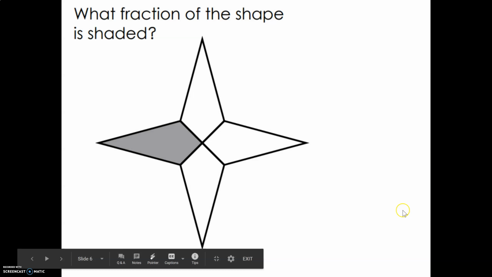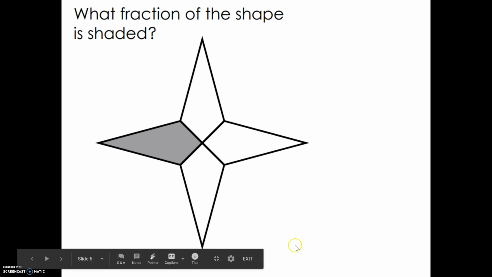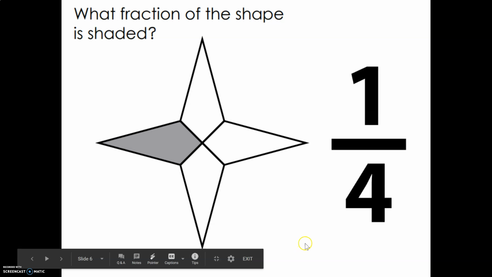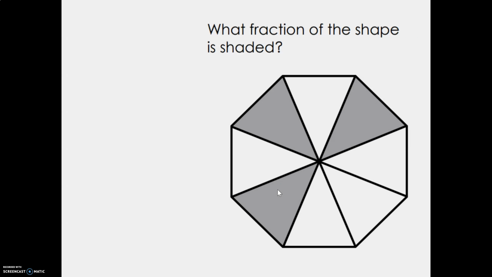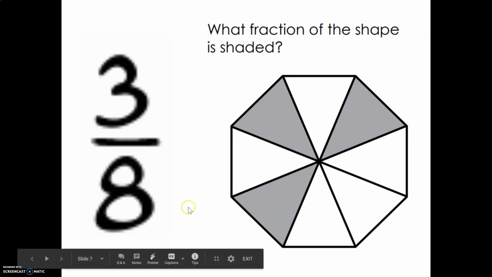All right, so let's try it. What fraction of the shape is shaded? What fraction of this shape is shaded? 1/4. I hope you said 1/4. There's 1 out of 4 pieces shaded in. Let's try another one. What fraction of this shape is shaded in? Did you say 3/8? I hope so. 3/8 are shaded in. 3 of the 8 equal pieces are shaded in.